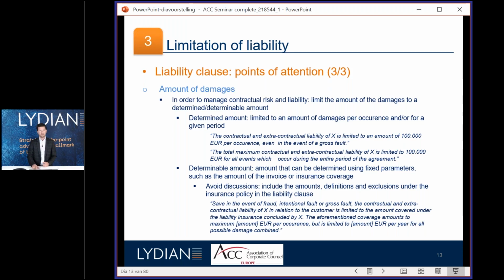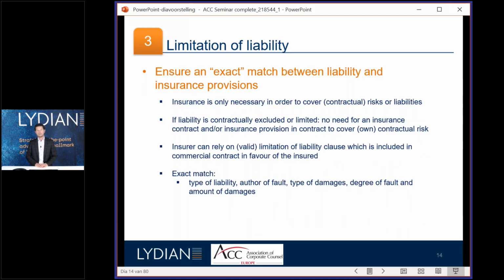And that's why you also have to ensure that there's an exact match between liability and the insurance provision, because you take out an insurance in order to cover your contractual risks. So the insurer can also rely on the limitation of liability of the insured. And you have to make sure then in your liability clause that there is an exact link or match between the insurance policy and your agreement, because often we see that there's a different definition of indirect damages in the insurance policy and in the commercial agreement.